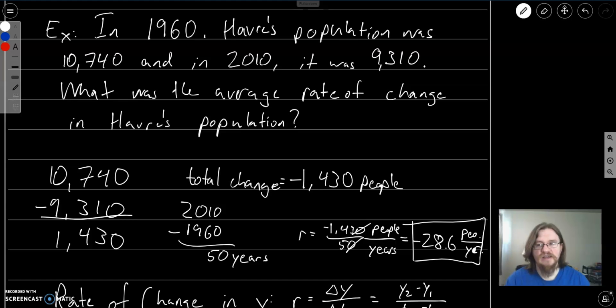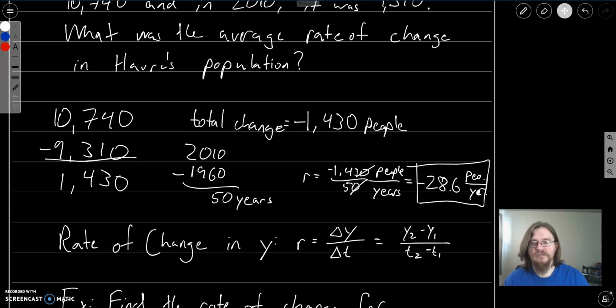Now, does this mean that Havre loses exactly 28.6 people every year? Well, no, because you can't lose 0.6 of a person. So again, this is only an average. Some years it'll be more, some years it'll be less. This is never going to be exactly right, or I should say hardly ever. So here's a more exact formula, but this should make intuitive sense.